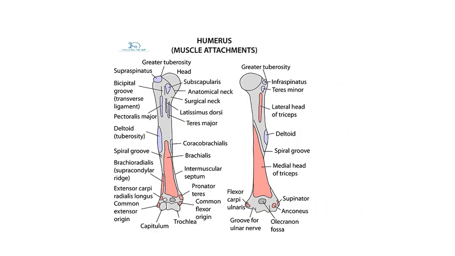Here is the origin and insertion in the humeral shaft. As we see, supraspinatus inserts on the greater tuberosity, subscapularis on the lesser tuberosity, and latissimus dorsi is inserted around the bicipital groove, and pectoralis major is lateral to the bicipital groove. Deltoid tuberosity is where there is insertion of the deltoid muscle. Infraspinatus and teres minor insert on the posterior aspect of the greater tuberosity.